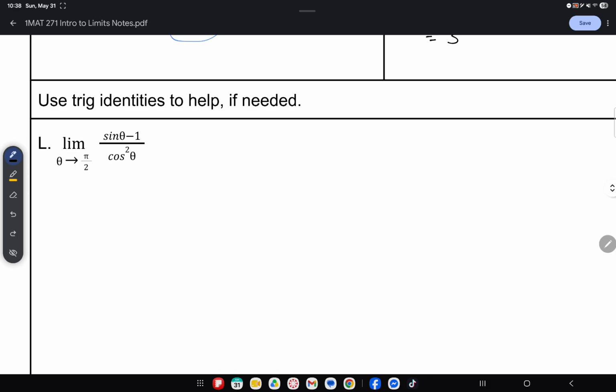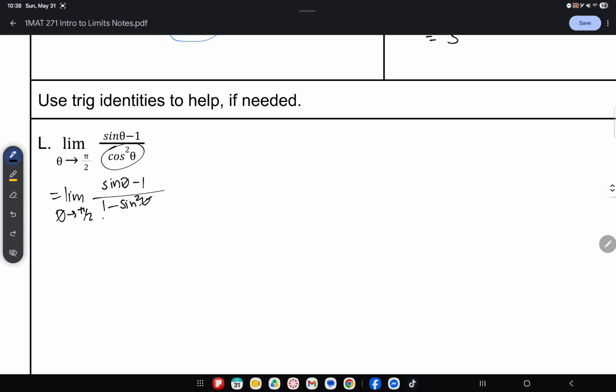So let's try and do some trig substitutions in here to see what might be able to help us. So I'm going to make cosine squared, I'm going to use the Pythagorean identity. And I'm going to make this the limit as theta goes to pi over 2 of sine of theta minus 1. And I'm going to make this 1 minus sine squared. Okay, that's that Pythagorean identity.